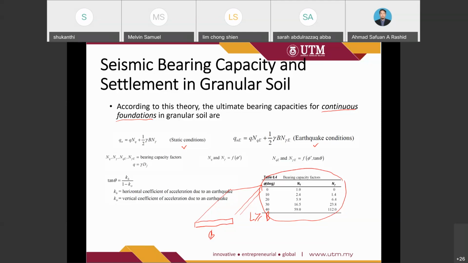Then they introduce one coefficient, which is to include the horizontal coefficient of acceleration due to an earthquake and also the vertical coefficient of acceleration due to an earthquake. So tangent theta equals kh over 1 minus kv. For example, for Nq and N gamma, we may refer to the phi value, but for Nqe and N gamma e, we may refer to phi and also the tangent theta value.